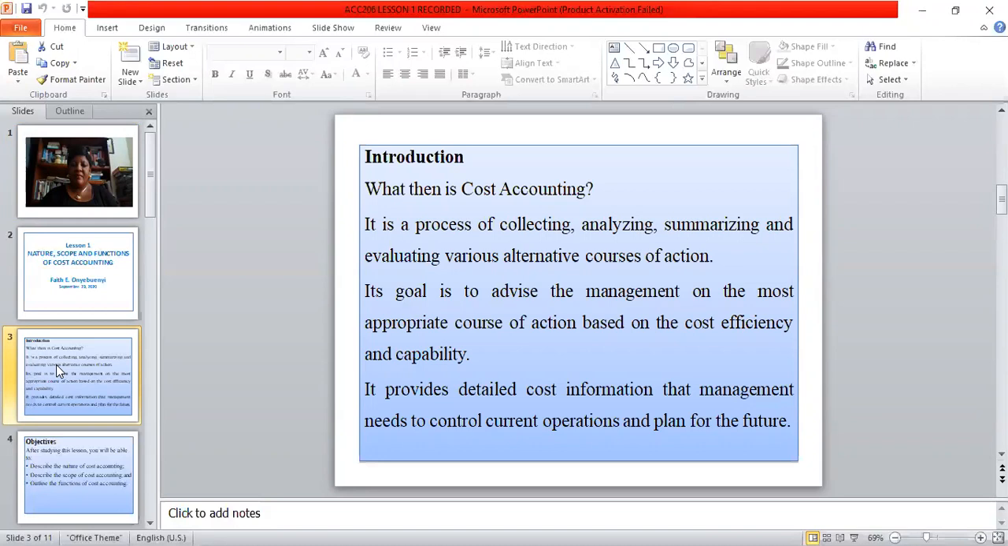Its goal is to advise the management on the most appropriate course of action based on the cost, efficiency, and capability. Cost accounting provides detailed cost information that management needs in order to control current operations and then plan for the future.